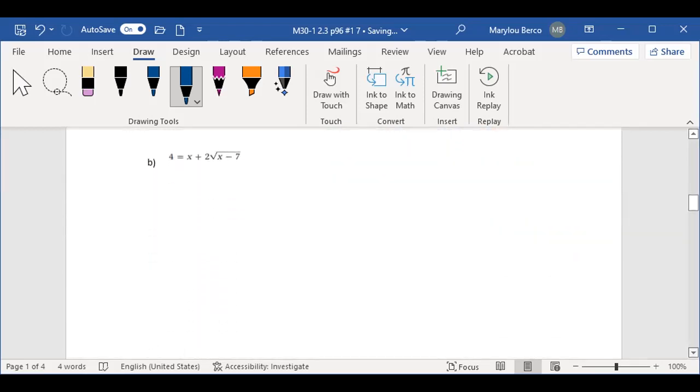If we look at B, we have y equals x plus 2 root x minus 7. The restrictions are x has to be greater than or equal to 7. Okay, so we're going to take a look and we're going to have 4 minus x equals 2 root x minus 7.